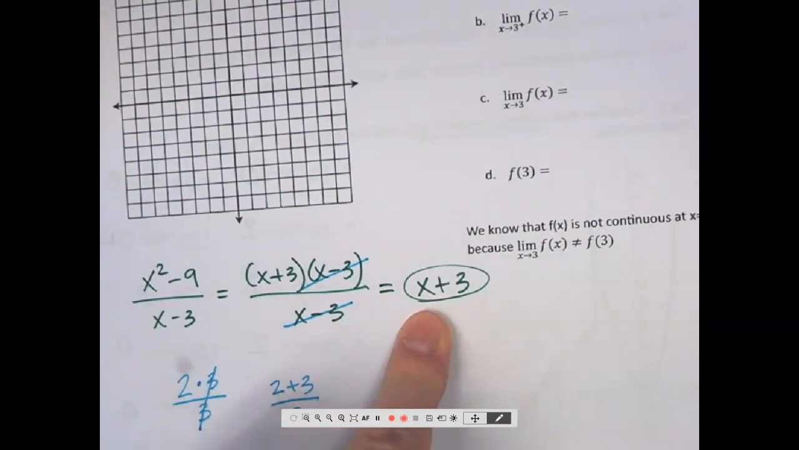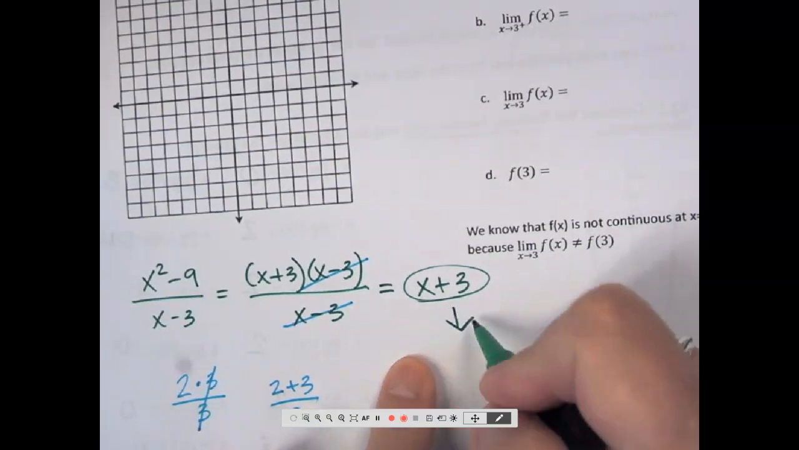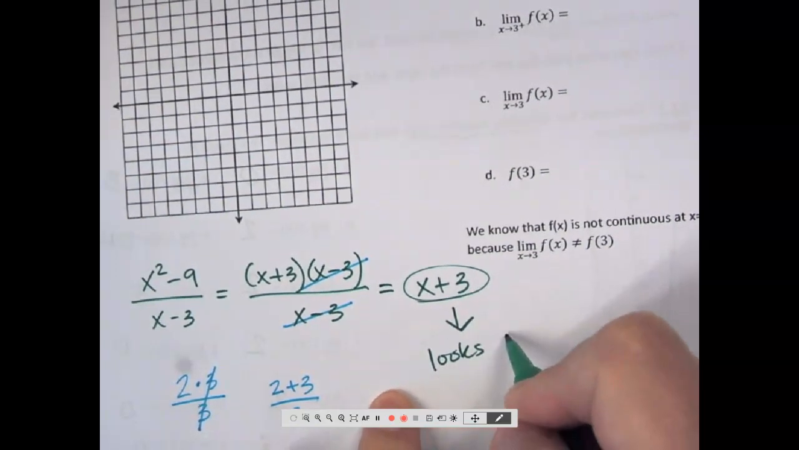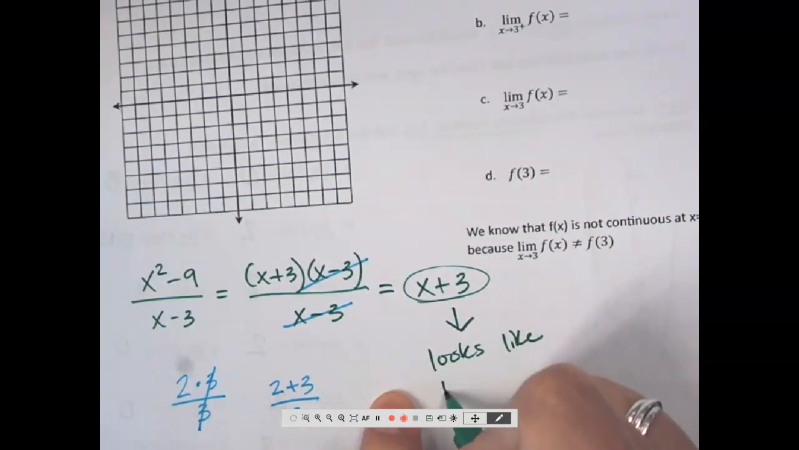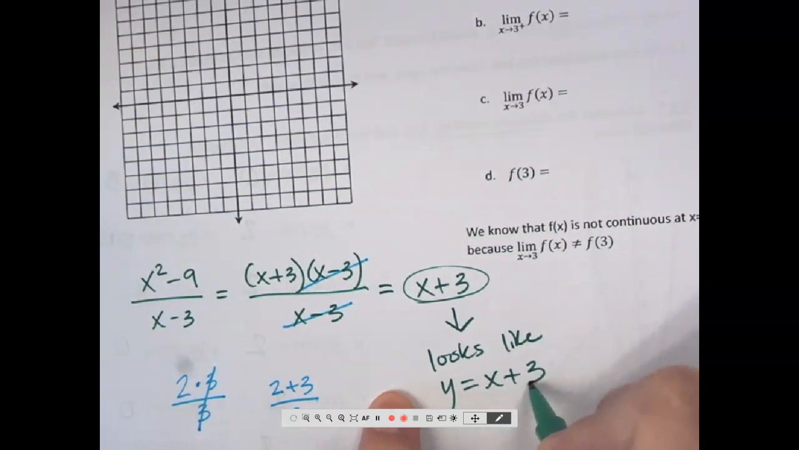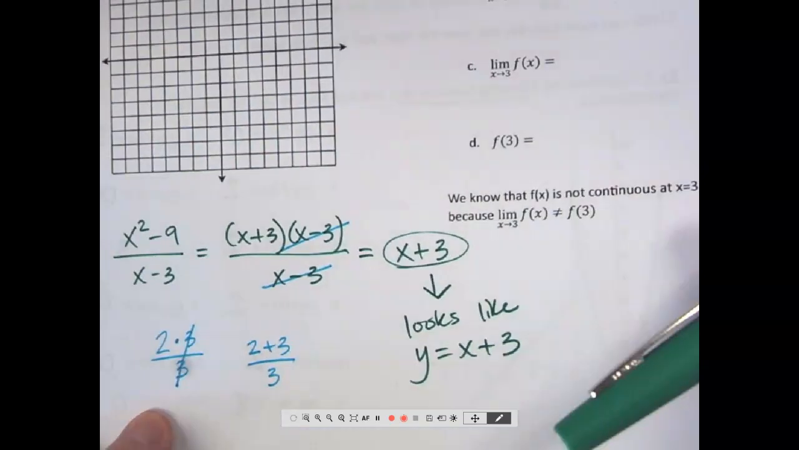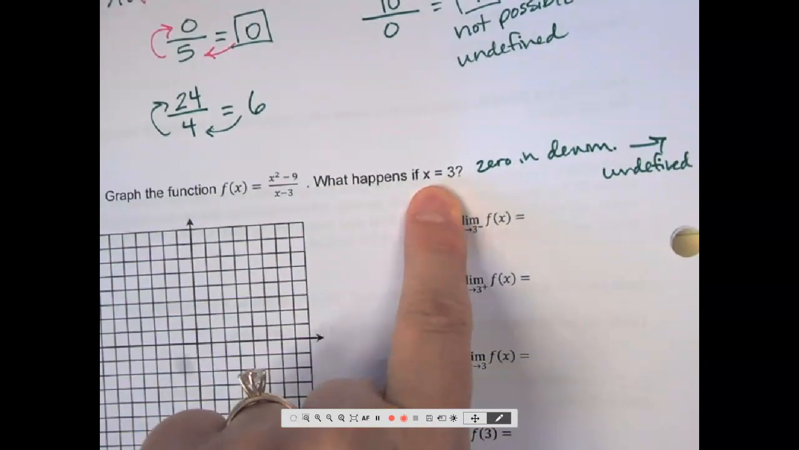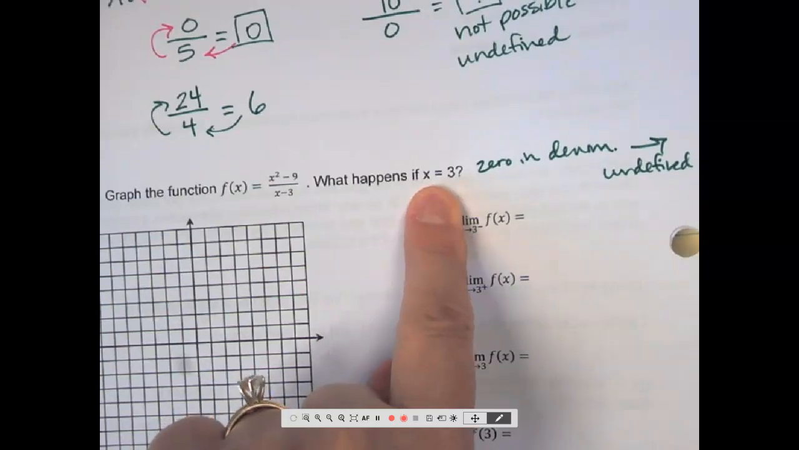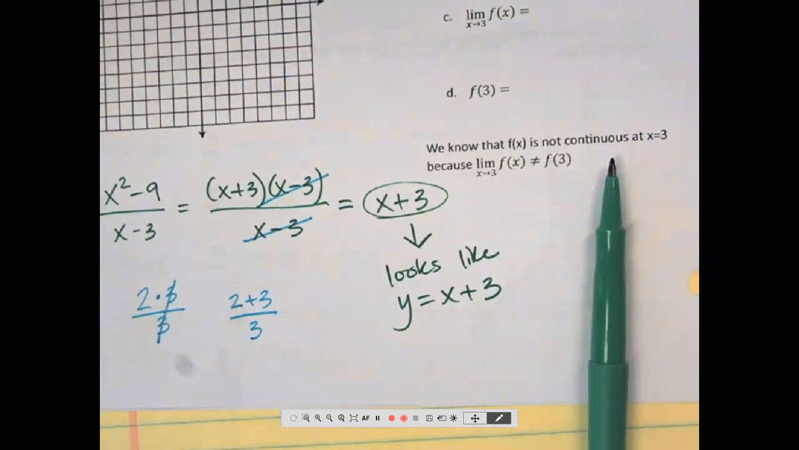Now, this is actually what my graph will look like. The line looks like y equals x plus 3. Well, we know how to graph that. That's easy. That's a line with a y-intercept of 3 and a slope of 1. But once I graph that line, I have to remember that I can't use 3. So what's going to happen is I'm going to have this line with a hole in it. You ever seen a line with a hole in it? Maybe not, but we have now.